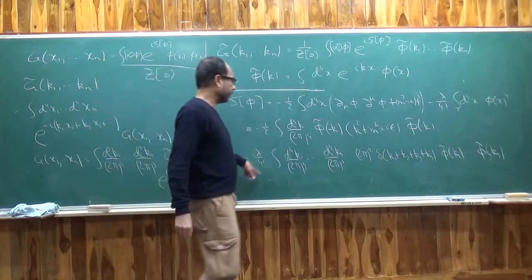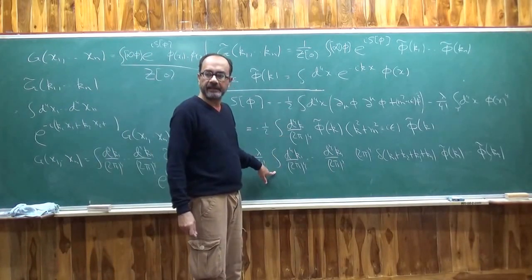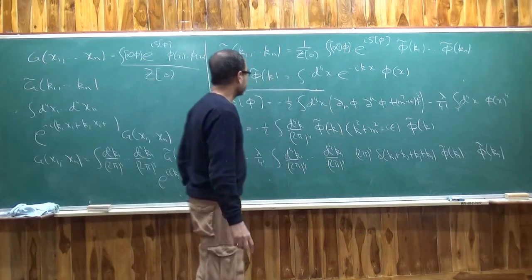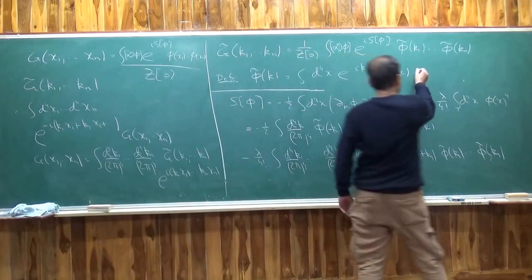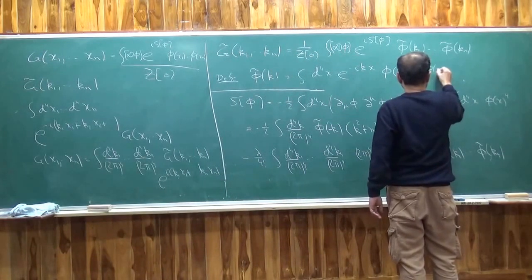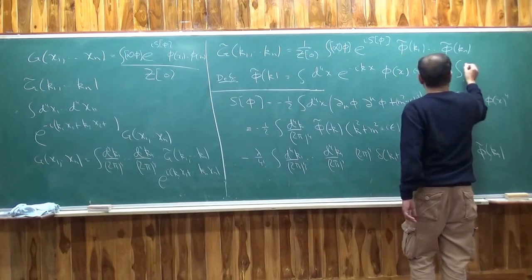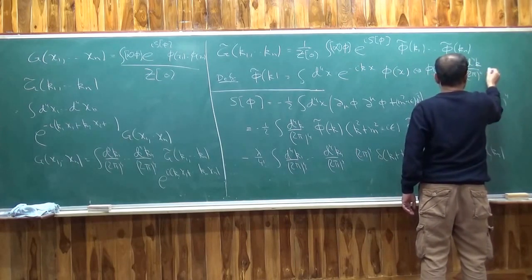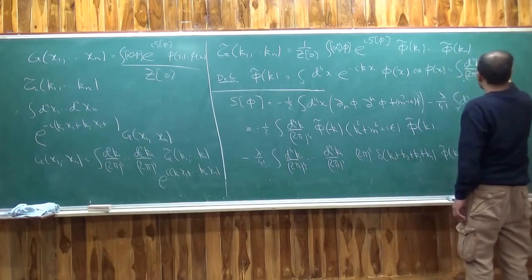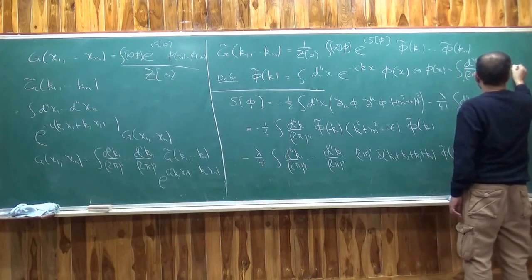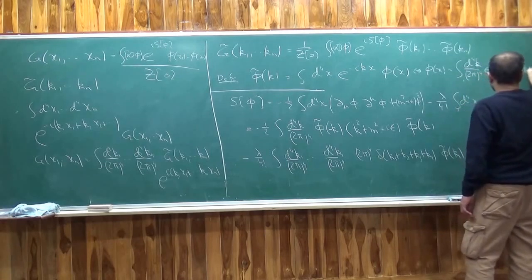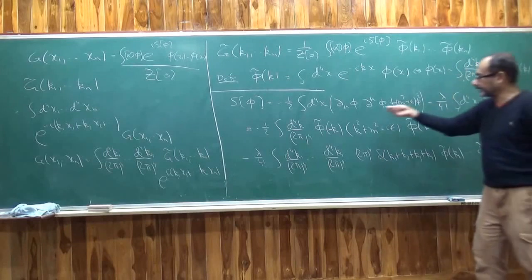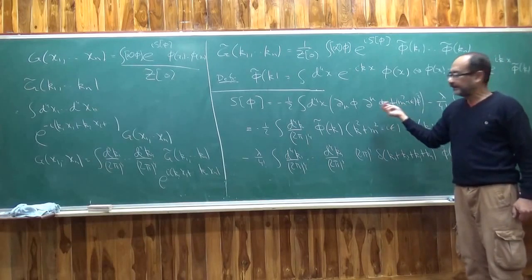Is this obvious to everybody, that this is the same as this? All you have to do is write phi of x in terms of phi tilde of k. So this can be inverted, right? This gives phi of x as the integral d4k over (2 pi)^4 of e^{ikx} phi tilde of k. Okay, so basically you substitute phi of x in terms of phi tilde of k in both of these.